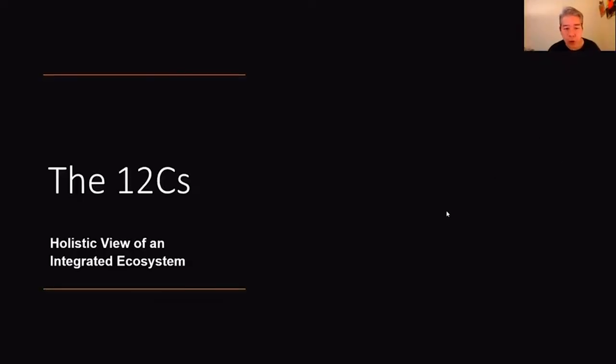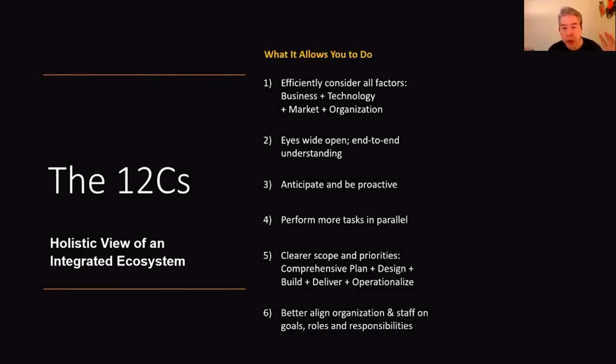So for the 12 C's and a holistic view of that ecosystem, what it allows you to do is that you can now very efficiently and effectively consider all the factors, right? Whether it's on the business side, tech, market, organization. And you now have your eyes wide open because you're looking end to end, right? At all the 12 C's, and therefore you can anticipate and be proactive. And most importantly, then you can perform many tasks in parallel.